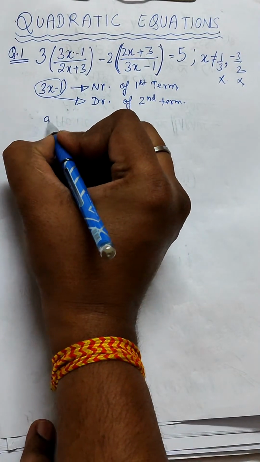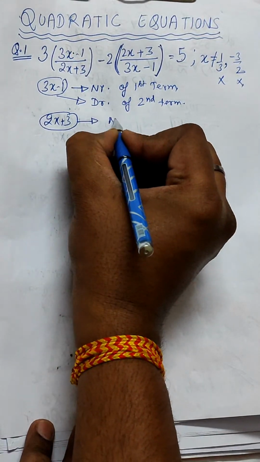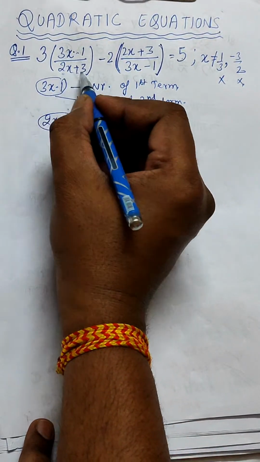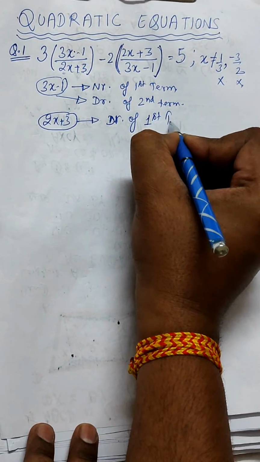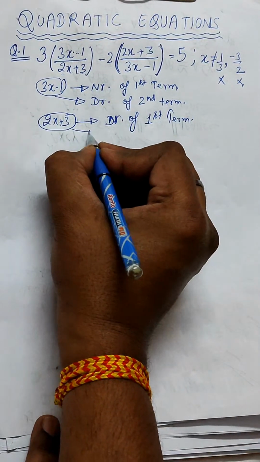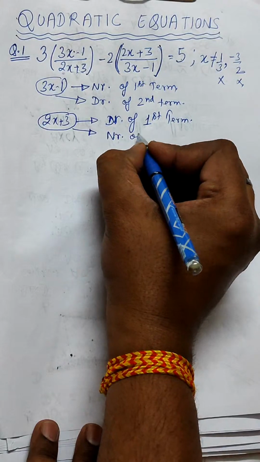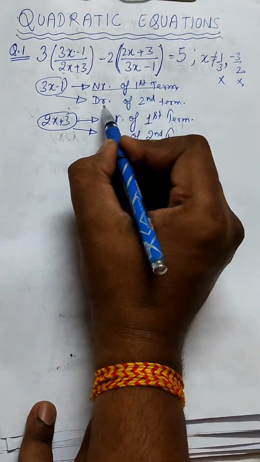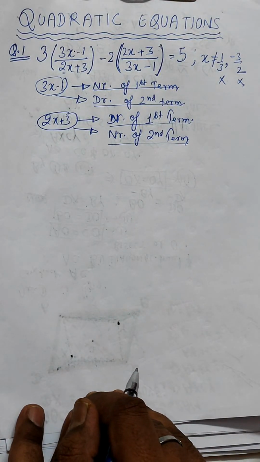Similarly, 2x plus 3, this is the denominator of the first term, right? And the same 2x plus 3 is the numerator of the second term, right? Second term. So this is a matter of observation, right? Why this needs to be observed, I will be explaining.